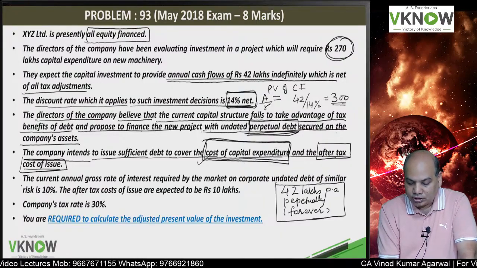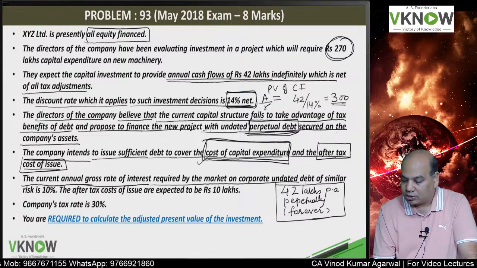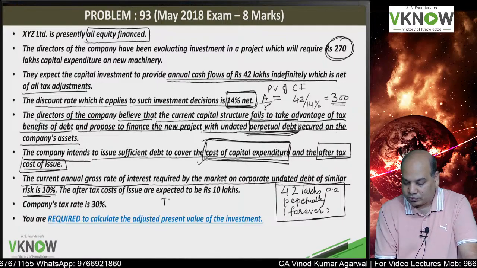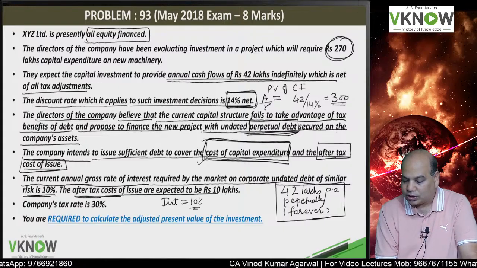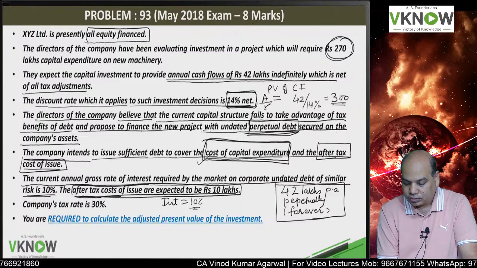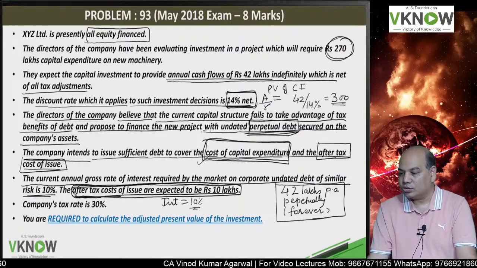Next point, the current annual gross rate of interest required by the market on corporate undated debt of similar risk is 10%. So interest rate is 10%. The after tax cost of issue is expected to be 10 lakh. And to issue debentures, your cost of issue would be 10 lakh.